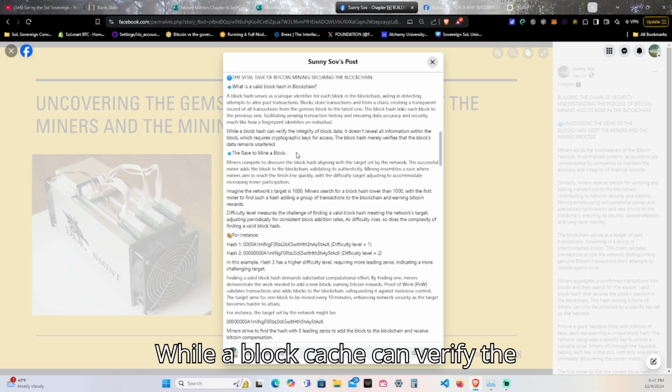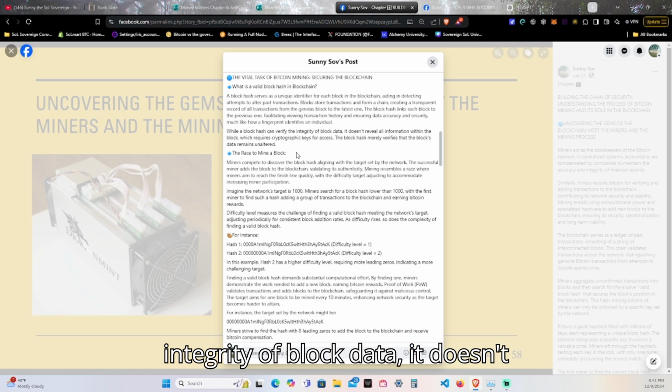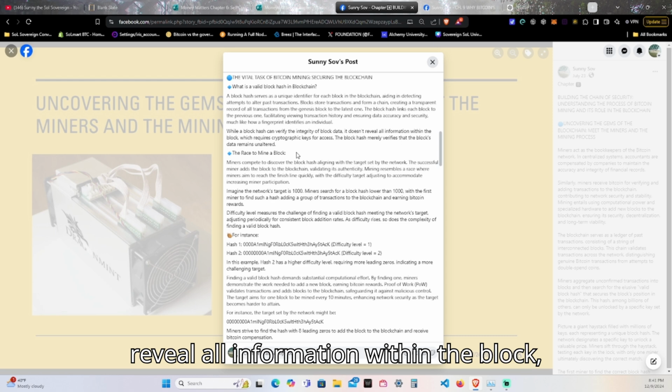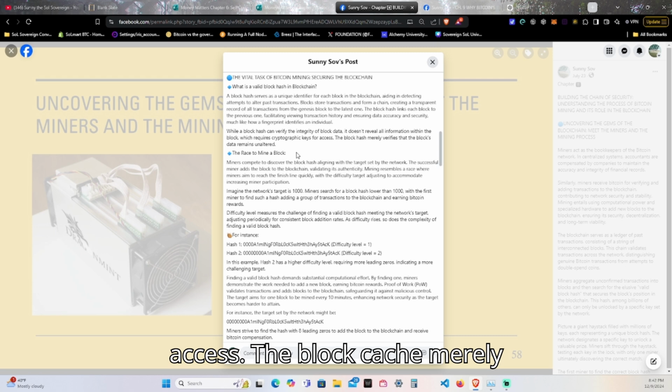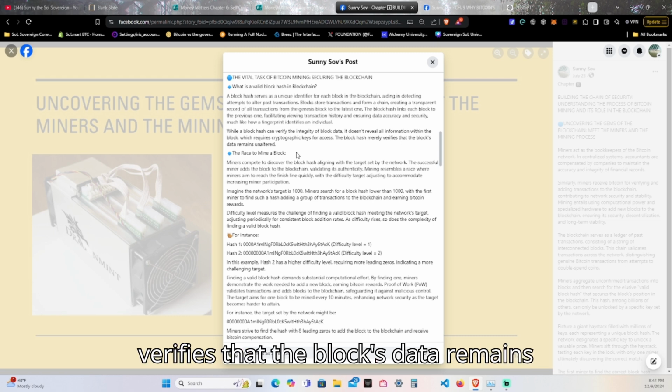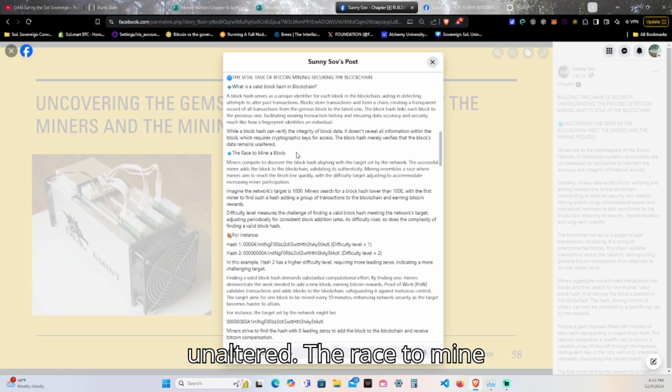While a block hash can verify the integrity of block data, it doesn't reveal all information within the block, which requires cryptographic keys for access. The block hash merely verifies that the block's data remains unaltered.